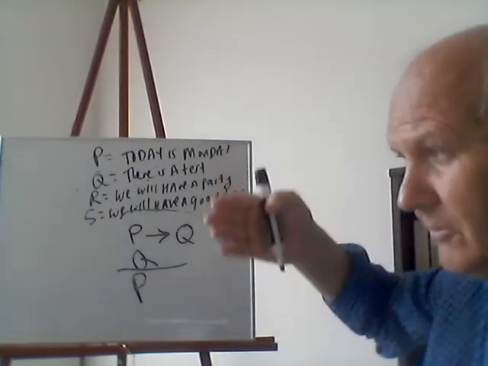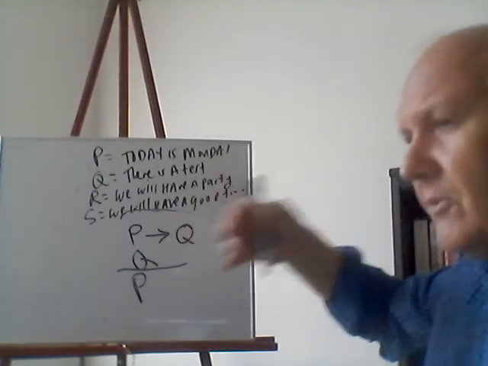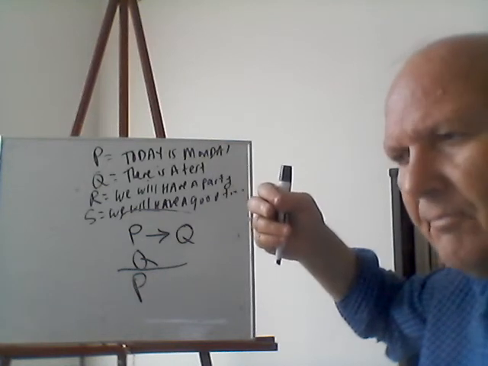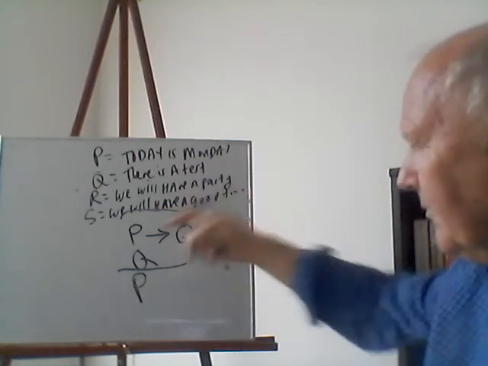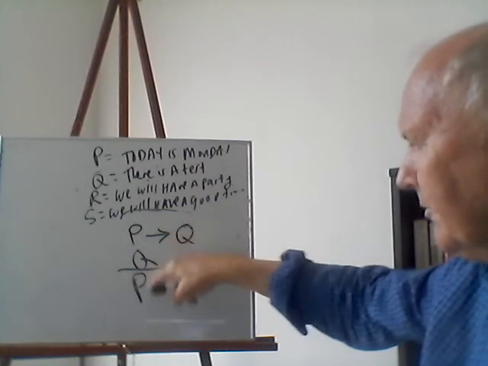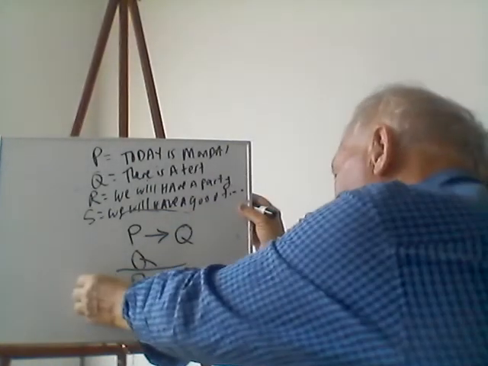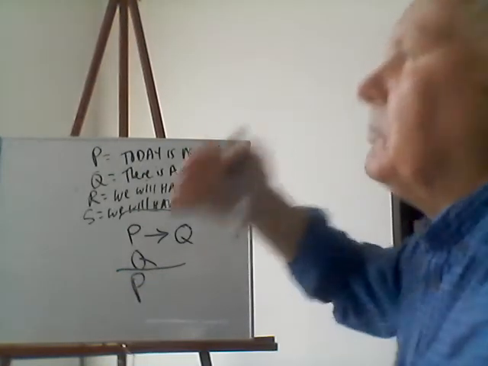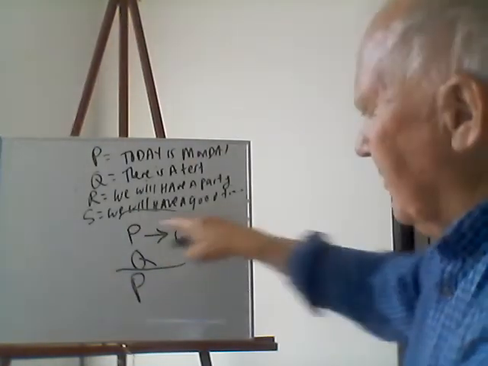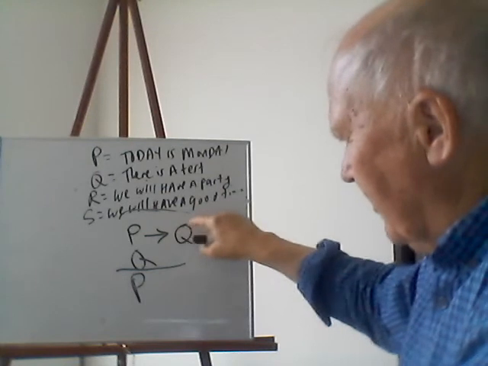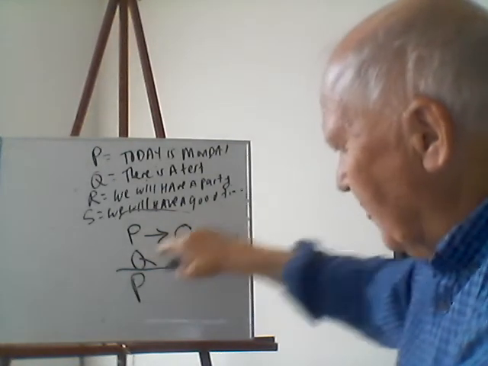So if today is Monday, there's a test. Today is Tuesday, there's a test. So that's invalid. If it's a cat, then it's an animal. It's an animal, so it's a cat? No. That's the fallacy of affirming the consequent. I'm affirming the consequent, Q, putting that as a premise.